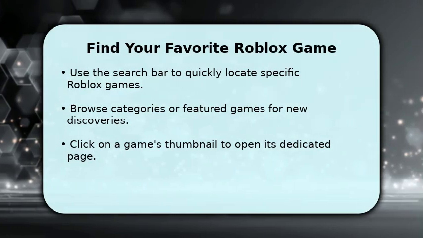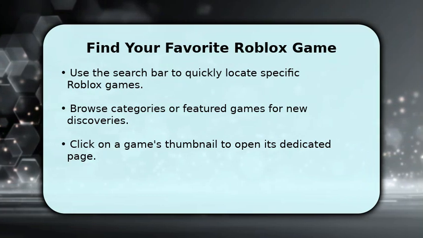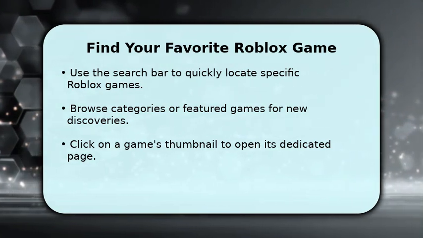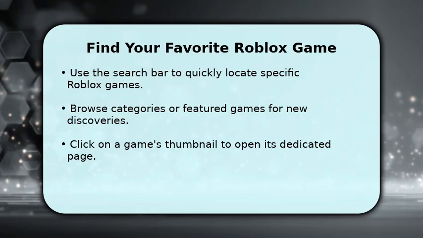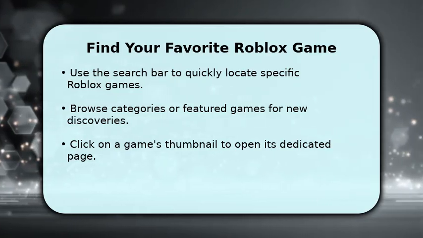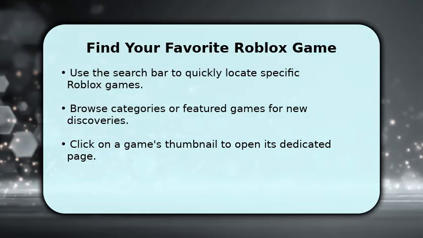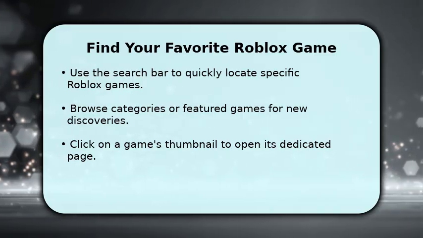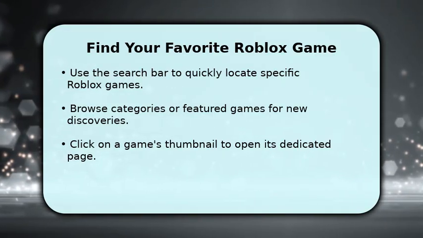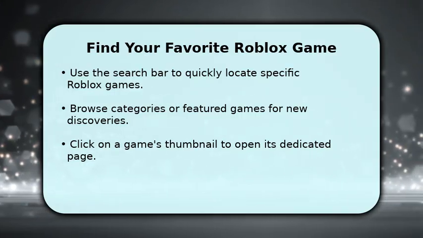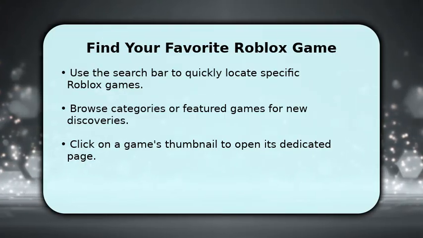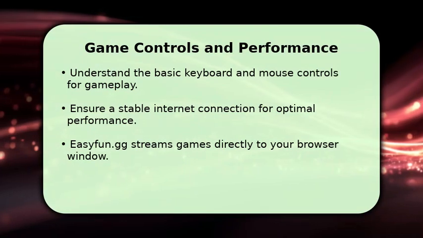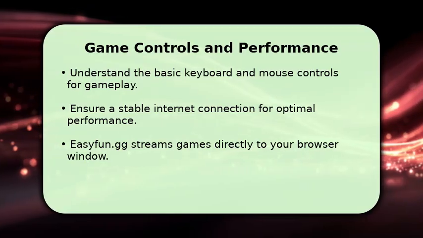Once you're on EasyFun.GG, finding a game is simple. You can use the prominent search bar at the top of the page to type in the name of any Roblox game you wish to play. Alternatively, explore the various categories or check out the featured games section for popular titles. When you find a game that interests you, simply click on its image or title to proceed to its individual game page. After selecting your game, it will load directly within your browser.